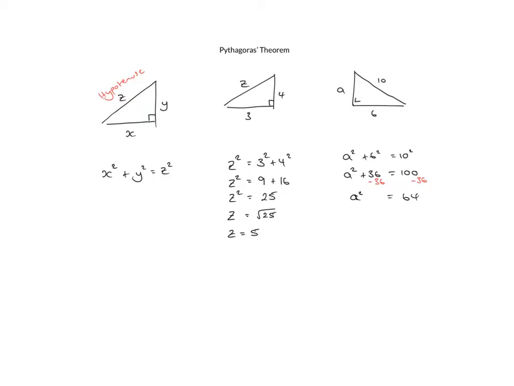Now we have a squared is equal to 64, like we did before. What we now need to do is to get rid of that square, which means we have to take the square root of both sides, and a squared square rooted gives us just a, and the square root of 64. Now we put that into a calculator, we can work it out. A is equal to 8. And that's Pythagoras' theorem, guys.